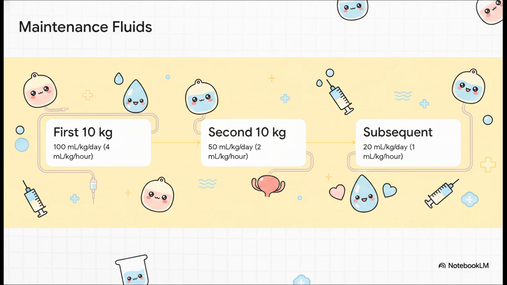The standard weight-based method for daily maintenance fluids is a strict 3-tiered scale. You do 100 milliliters per kilo for the first 10 kilograms, then 50 milliliters per kilo for the second 10 kilograms, and finally 20 milliliters per kilo for each subsequent kilogram. This translates perfectly into the famous hourly 4-2-1 rule. 4 milliliters per kilo per hour for the first 10, 2 milliliters for the second 10, and 1 milliliter per hour for every single kilo after that.